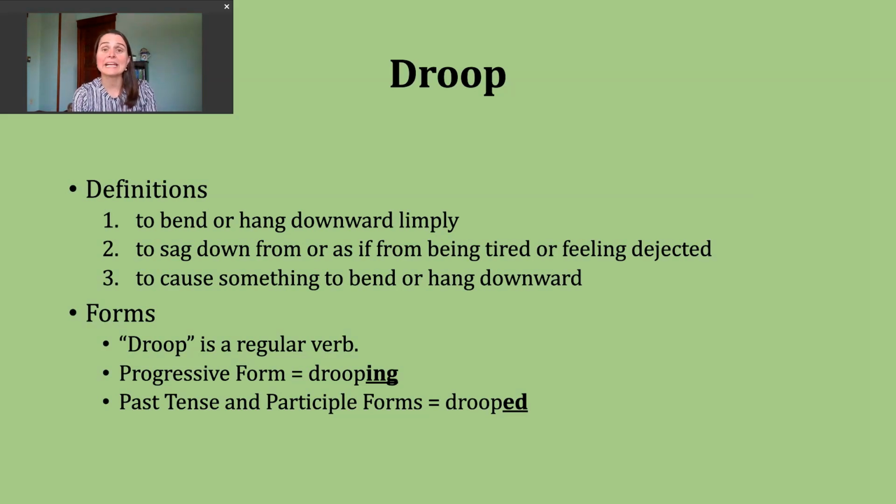Now, a second way you might hear droop used is to mean to sag down from, or as a result of, being tired or feeling dejected. So with the second definition, many times we're talking about how individuals are carrying themselves, right? So if their shoulders sort of fall, maybe their head does as well, we could use that verb to describe that action. A third way you'll hear droop used is to mean to cause something to bend or hang downward.